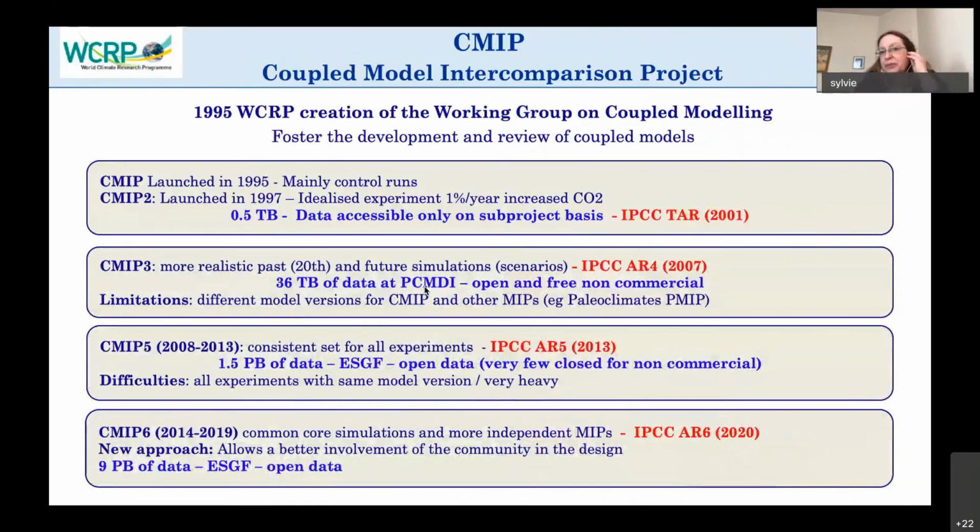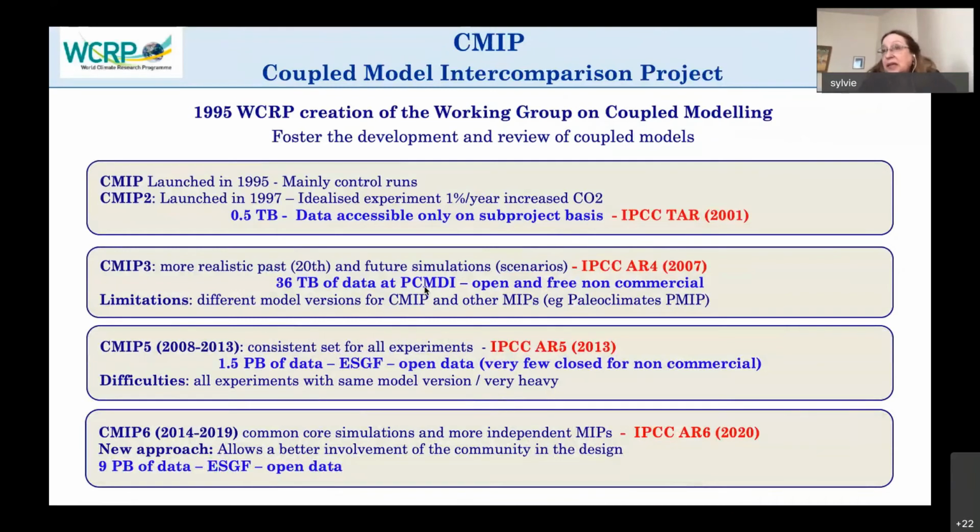So what is CMIP? CMIP is the Coupled Model Intercomparison Project. These projects are under the World Climate Research Programme, so they are not IPCC research. IPCC does not perform research. IPCC does an assessment of research. So CMIP is organized through the World Climate Research Programme, and it has been done to foster the development and review of coupled models.